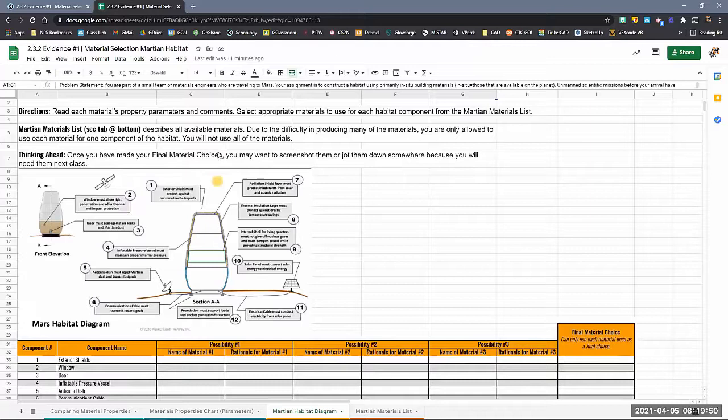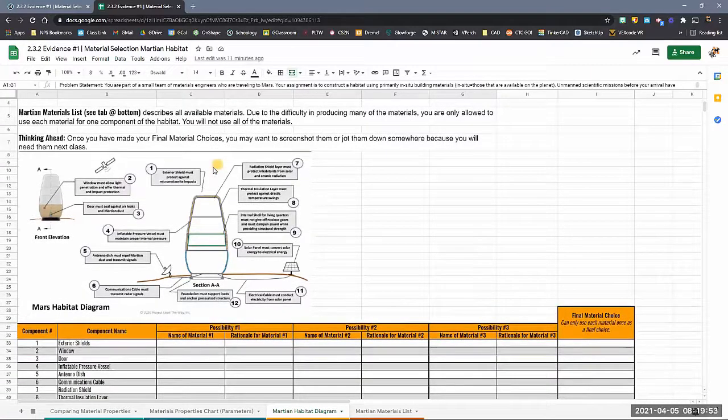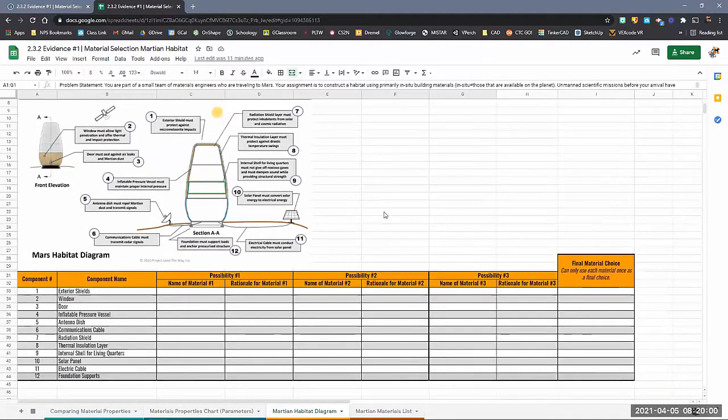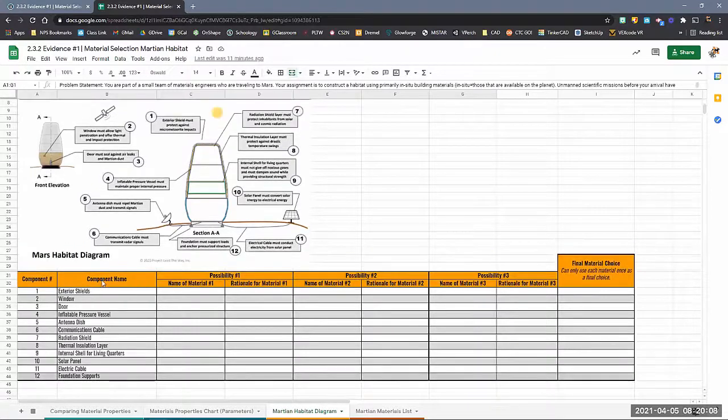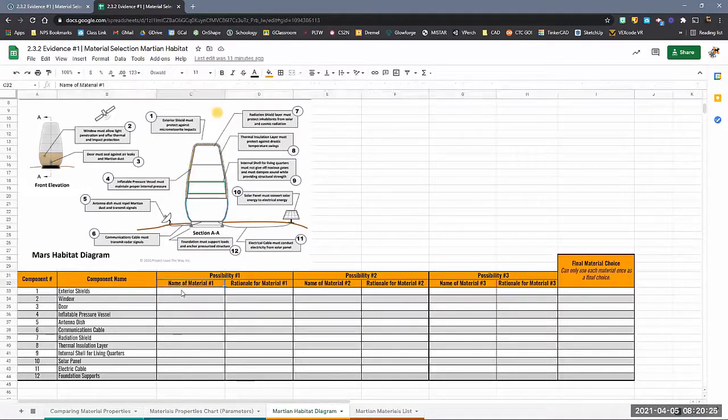And so if you come down here to the bottom, you can only use each material for one component of the habitat. All right, so meaning that you're going to go through here, come down, and component number one is the exterior shields, right? If you remember, in those videos, they talked about how the shield over the entire structure needs to be really strong because Mars is known to have really heavy winds. There might be debris flying around, so it needs to be able to handle all that. So keeping that in mind, what material would you try to choose?